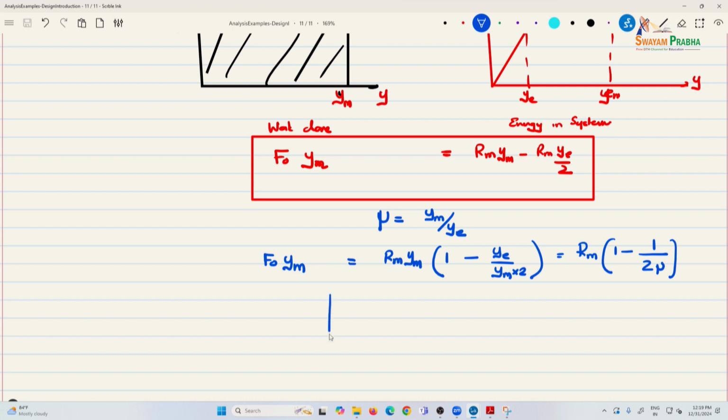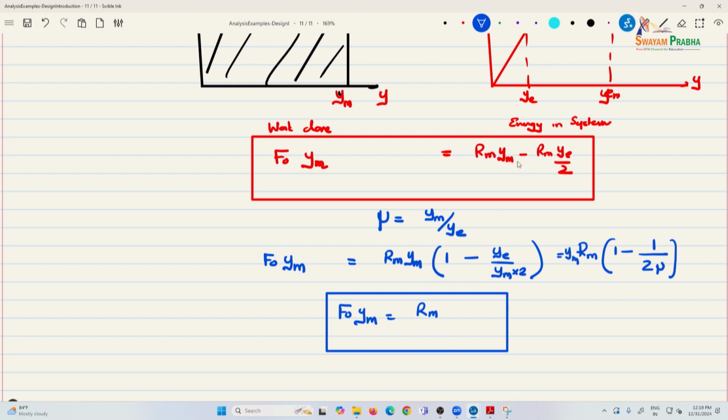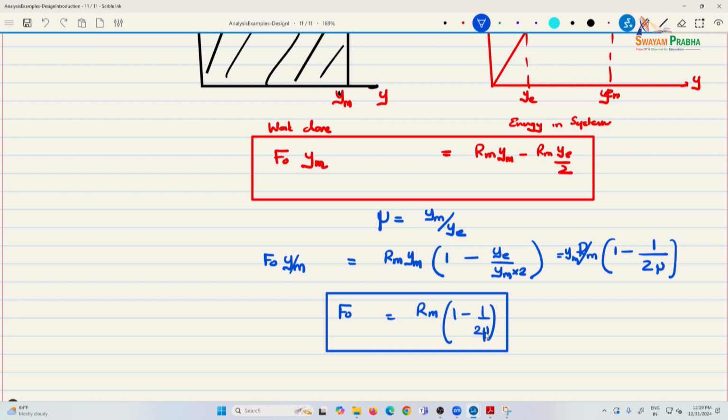So let me put it this way. Let's just break this down. F naught ym is Rm ym, wait, I forgot to take ym. This is Rm ym, right? If I take ym out, Rm times ye by ym. So, this gets cancelled. So, F naught is Rm multiplied by, I would like to maybe just give it a, looking for an answer. So, my question is, what is the advantage of expressing the same term in this manner?